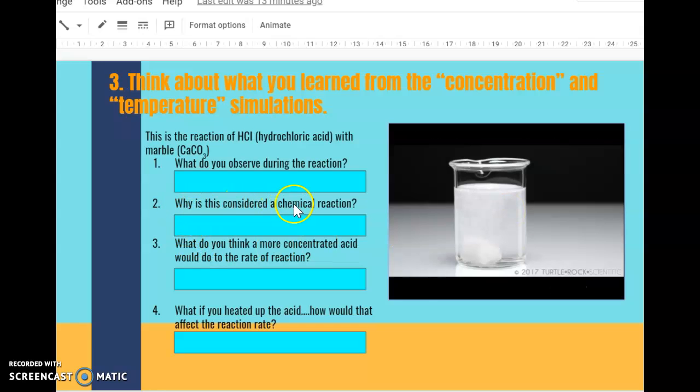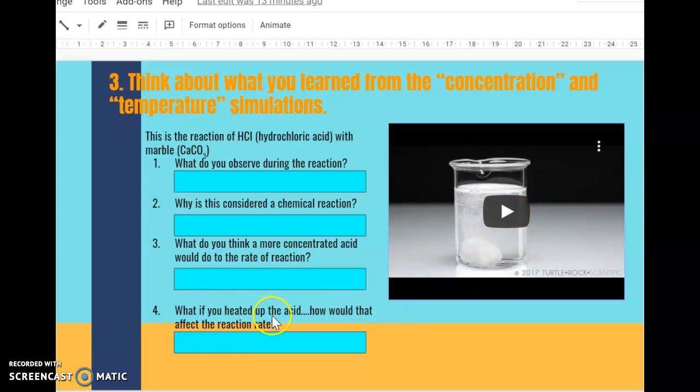So why is this considered a chemical reaction? Think back to last semester. What are chemical reactions? What means a chemical reaction is taking place? Think of properties of chemical reactions for 2. For 3, what do you think a more concentrated acid would do to the reaction rate? Like a stronger acid, what would that do to the reaction rate here? Would it be faster or would it be slower?